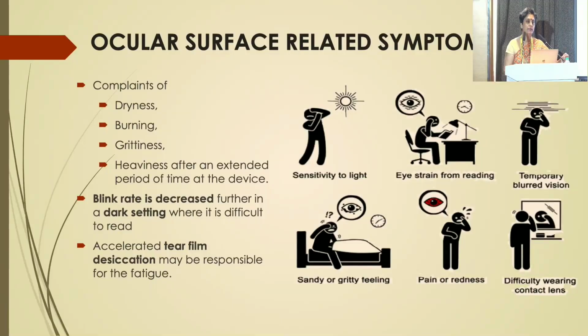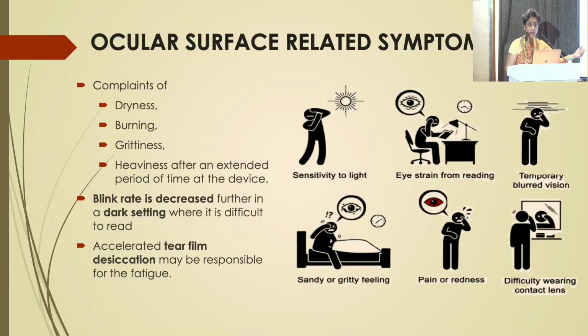And then we come to the ocular surface related symptoms. We all know about these: dryness, burning, grittiness. All of us have patients where there's excessive screen use and they come with dry eye. And this is due to the tear film desiccation. Now, what is the mechanism in this? Well, you're continuously looking at something very carefully, you forget to blink. And the blink frequency should be around once in every 5 seconds, roughly. So 12 to 14 times a minute.